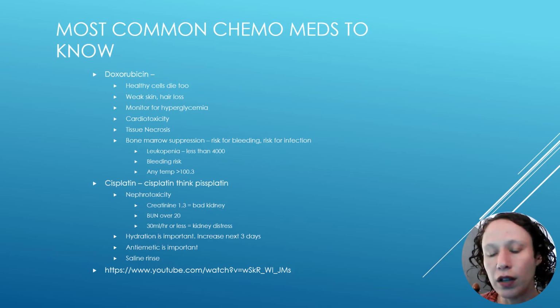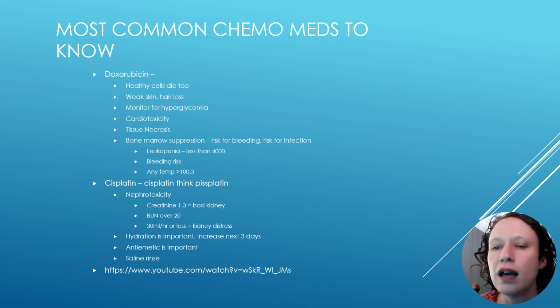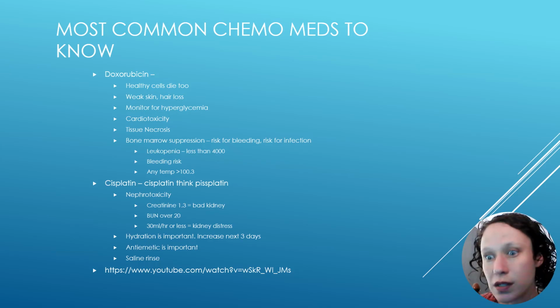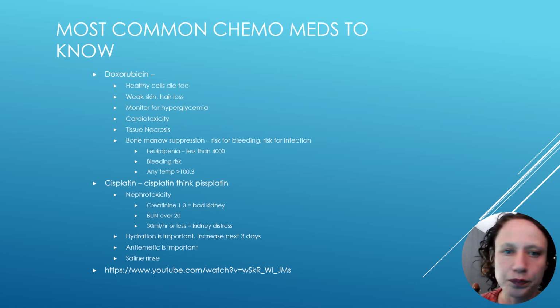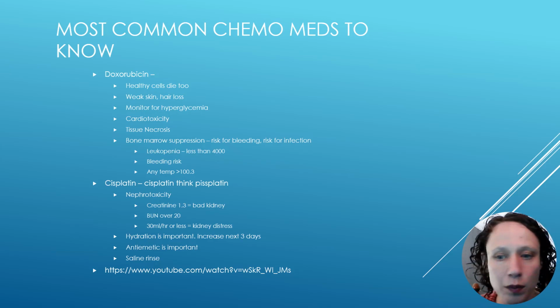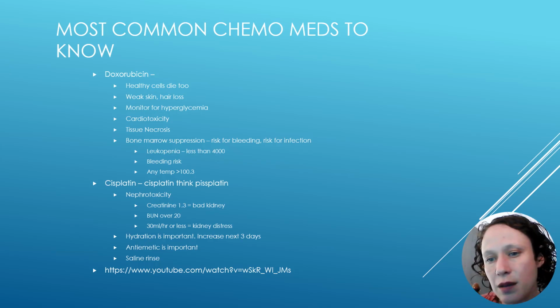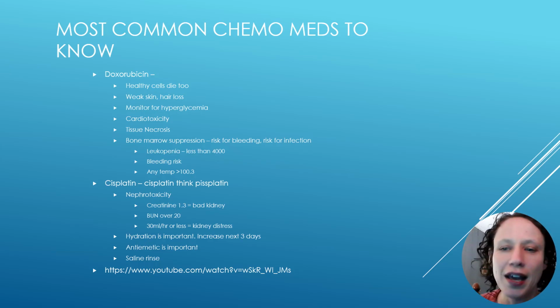So I didn't tell it to you originally, I think in my morning class, but it also causes cardiotoxicity, okay? So if you have a patient that has leukopenia, so less than 4,000 white blood cells, it's never a good thing. They're a bleeding risk, and any temp over 100.3 is priority. Don't make fun of me. Okay.